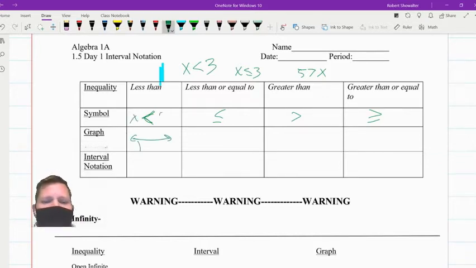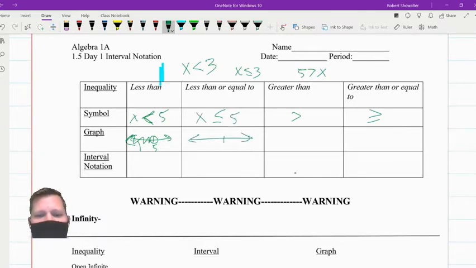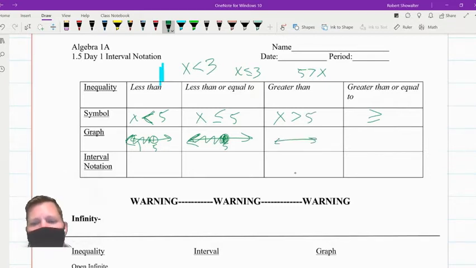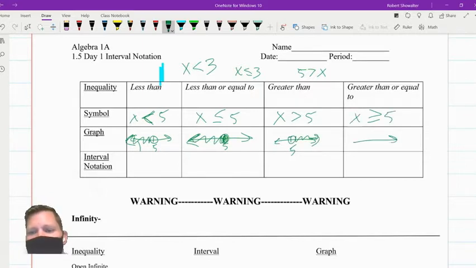Typically, if it's x less than 5, we would go to 5 with an open circle, meaning you can't get to 5, you just get close to it. If x is less than or equal to 5, we would have the number 5 with a filled in circle and shaded to the left. Greater than, x is greater than 5, would have an open circle at 5 and go to the right. X is greater than or equal to 5, we would have a closed circle.